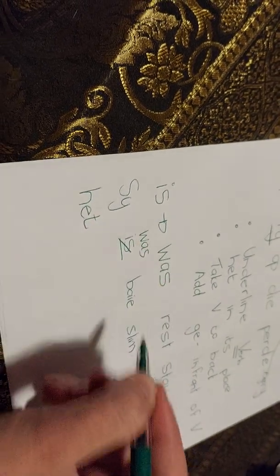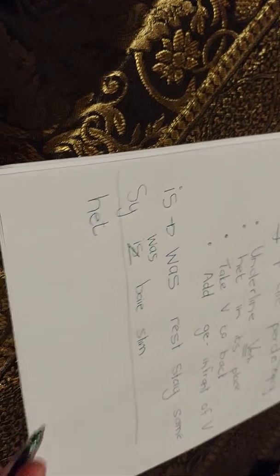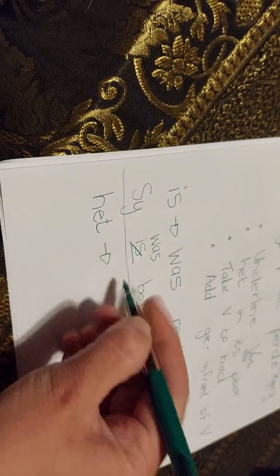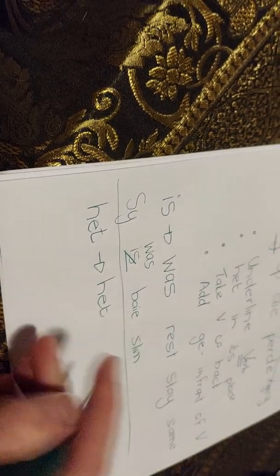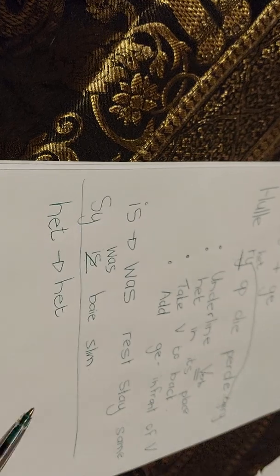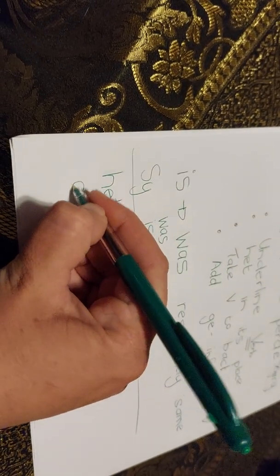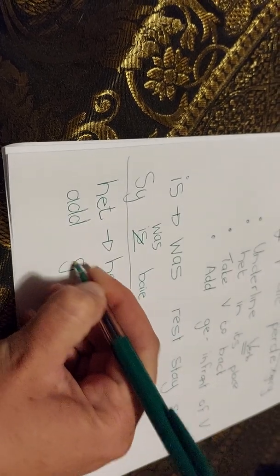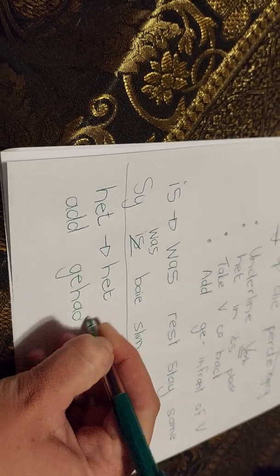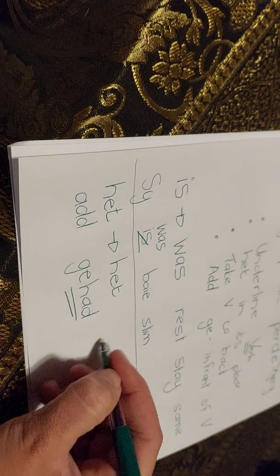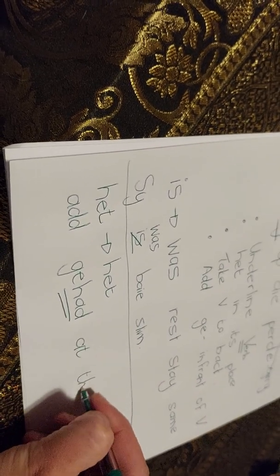Your second but. You still underline your verb. If your verb is het, it stays het, or you can remember it as het changes to het, and then you add a gehad. Remember the spelling, guys. Gehad at the back.